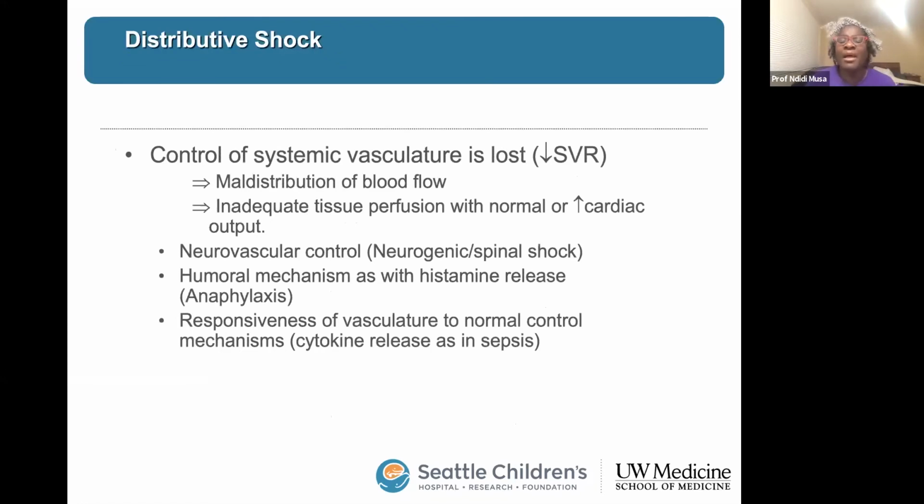So distributive shock. We define distributive shock based on a control of the systemic vasculature, which is lost. So you have a decrease in systemic vascular resistance. You can have maldistribution of blood flow as seen with sepsis, which also results in inadequate tissue perfusion with normal or increased cardiac output.